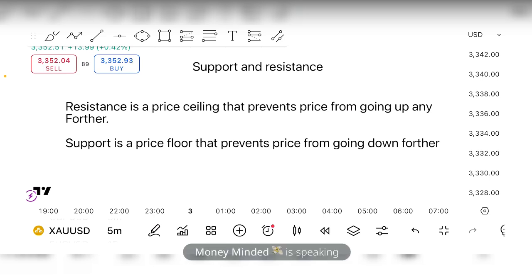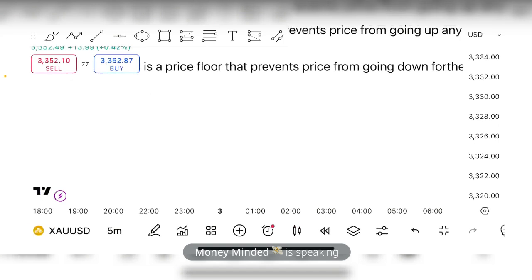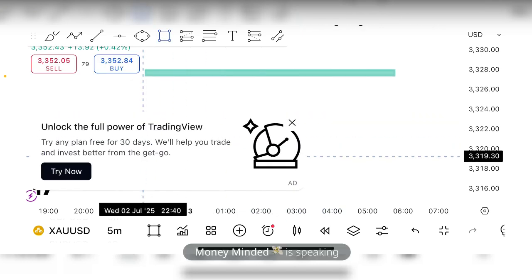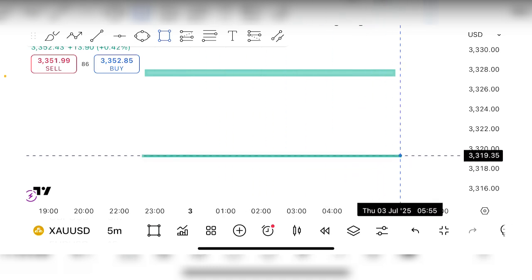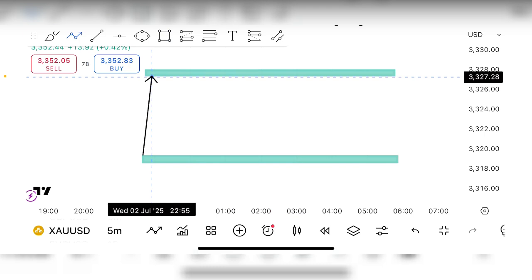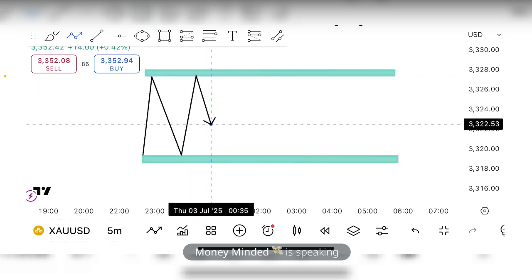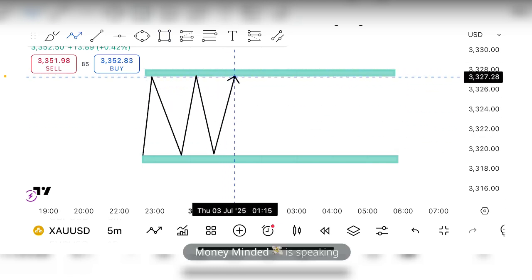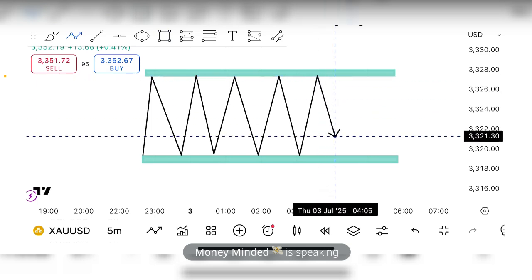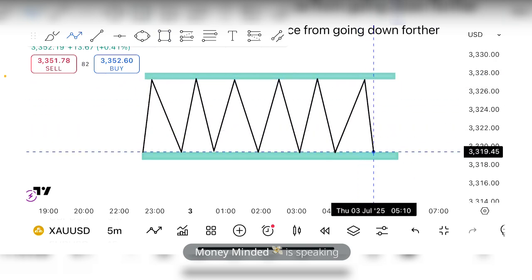Let me show you guys a practical example. Let's say this is our ceiling and this is our floor, and this is price. Whenever price jumps upwards, the ceiling will hit the price back down. You jump again, you go down. You jump again, and you go down. Just like that. So I'll show you guys two different ways of trading support and resistance today.